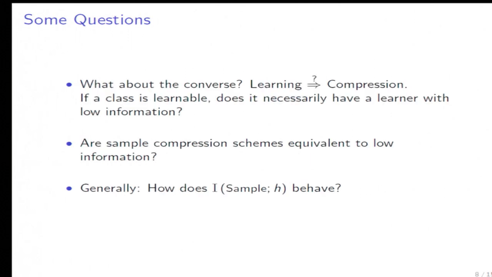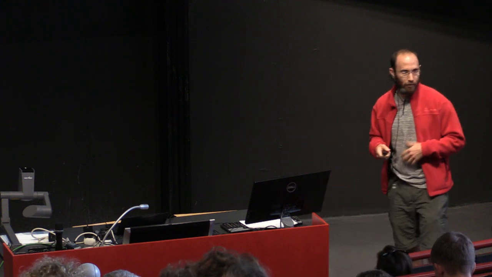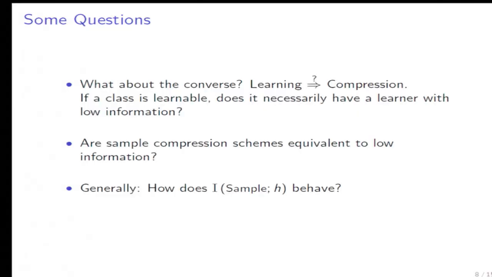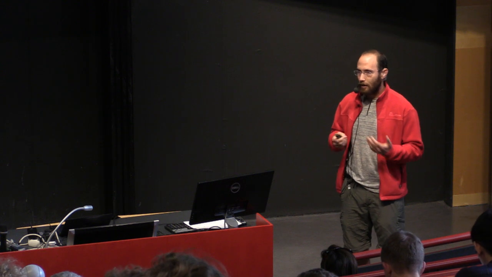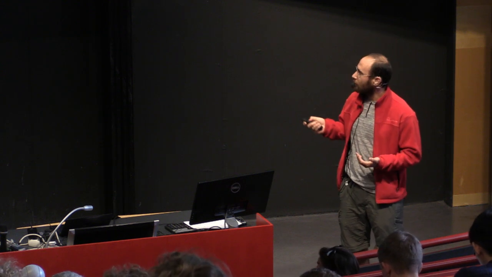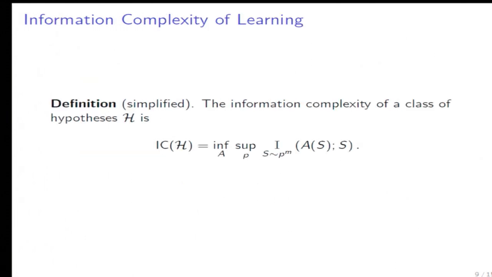So in this situation, we have a number of questions that we can ask. One of them is, what about the converse? We saw that if you have compression in this sense, you have learning. Is the converse also true? Another question is, how do compression schemes in this sense relate to the classical sample compression scheme? Are they the same? Are they different? And more generally, we would like to understand how this quantity, the mutual information between the input and the output, behaves.